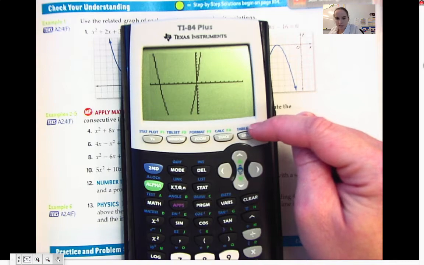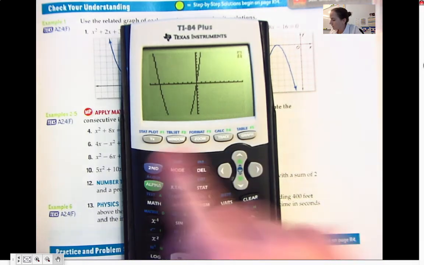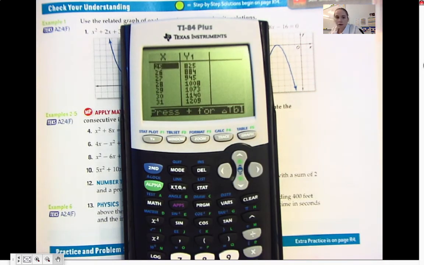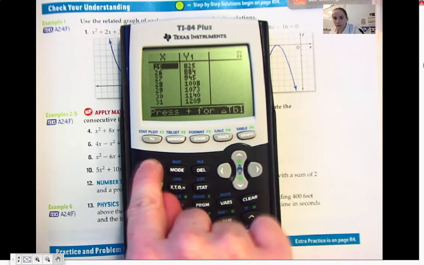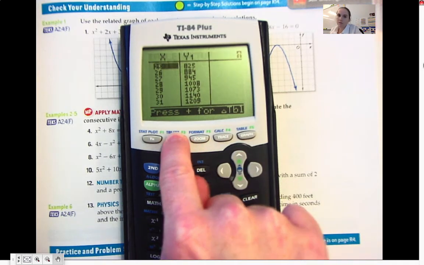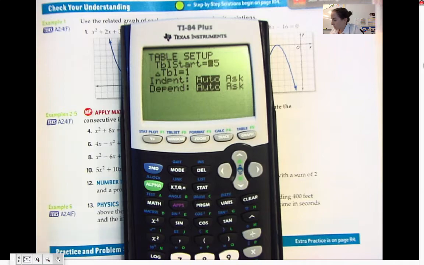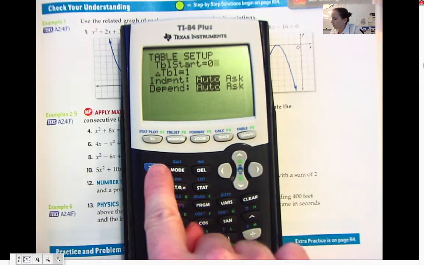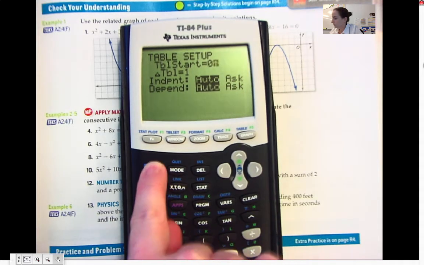That means I have to hit my second key. So go second table. And again, my table, I've used it, and so it's starting at a random number, off the wall. So I want to tell it, hey, just start at 0. So I go second. This window button, above it, it says table set, and that means table setup. And I want to start my table at 0, and counting by ones is okay right now. Go back to your table, hit second and the graph button.